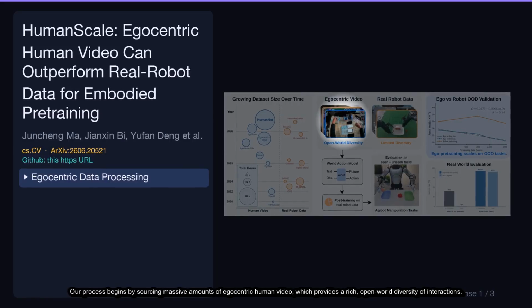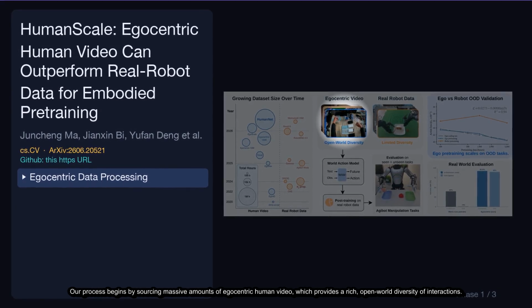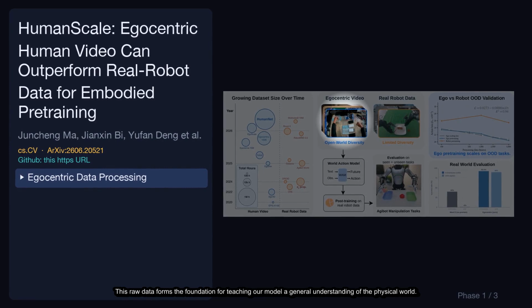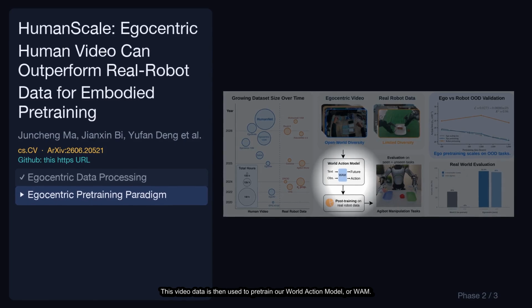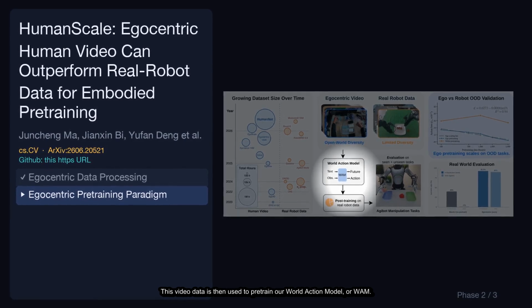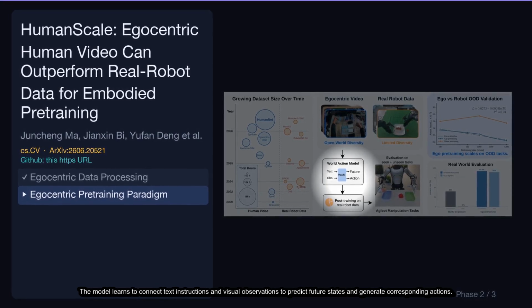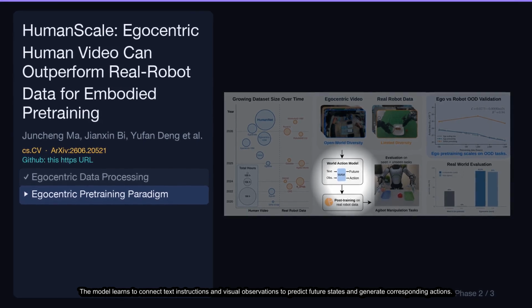Our process begins by sourcing massive amounts of egocentric human video, which provides a rich, open-world diversity of interactions. This raw data forms the foundation for teaching our model a general understanding of the physical world. This video data is then used to pre-train our World Action Model, or WAM. The model learns to connect text instructions and visual observations to predict future states and generate corresponding actions.